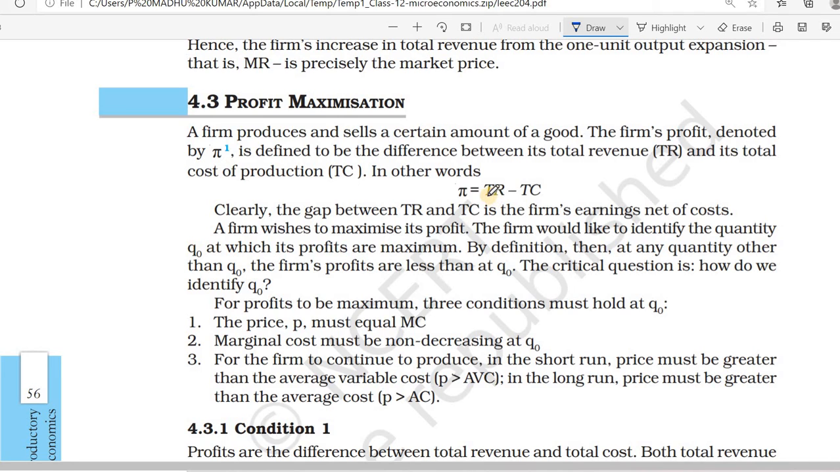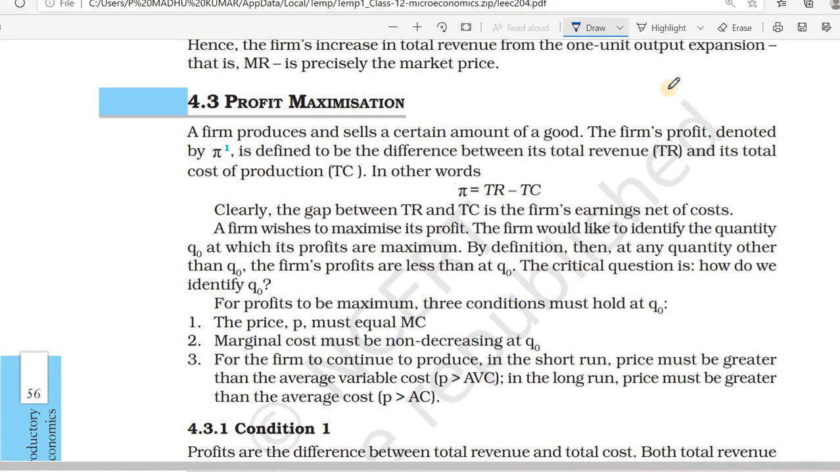In this class, we can study about profit maximization. A firm produces and sells a certain amount of goods. That we can denote by pi. Here you can see the denotation of profit is pi, and we can write the equation as TR minus TC equal to profit. Then the profit maximization equation is TR minus TC.